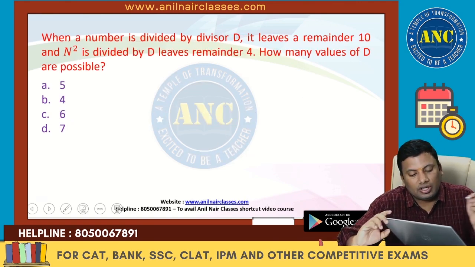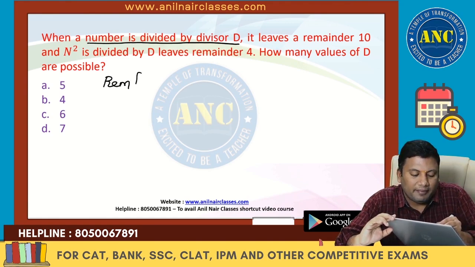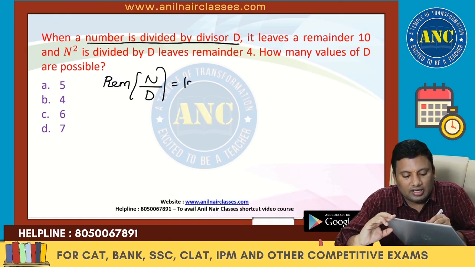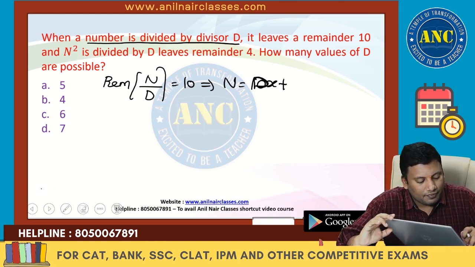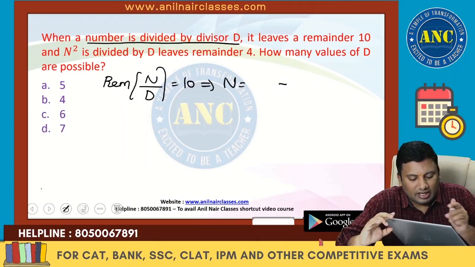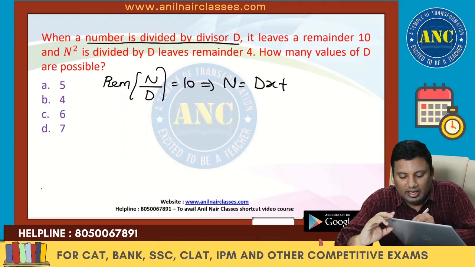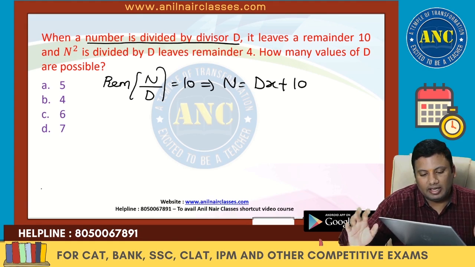Right? Next question. There is a number n which is divided by a divisor d. It leaves a remainder 10. So the number is nothing but dx plus 10. Dividend is equivalent to divisor into quotient plus remainder. N is nothing but dx plus 10.